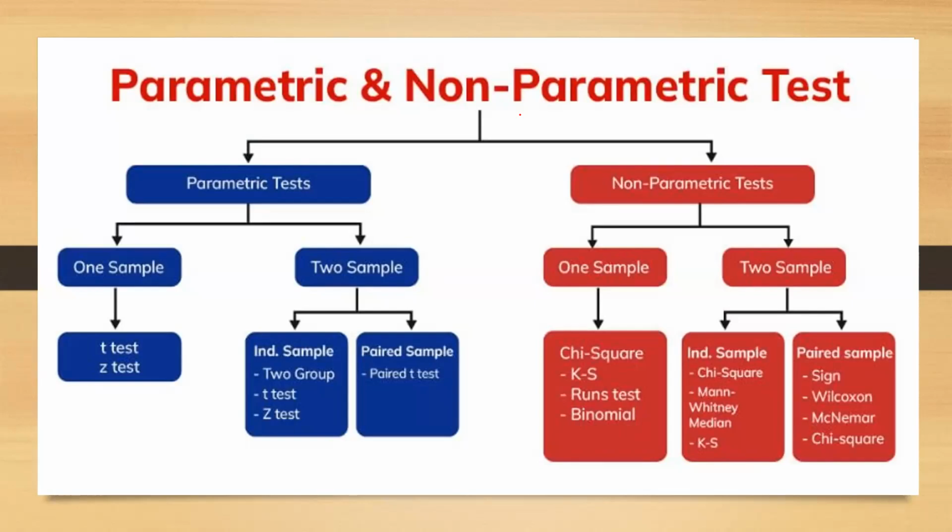For the parametric, they are divided into 2 areas. We have the one sample. That is when you are dealing with just a sample. What are the kind of tests you can perform on just a sample? You can perform 2 possible tests: a t-test or a z-test.